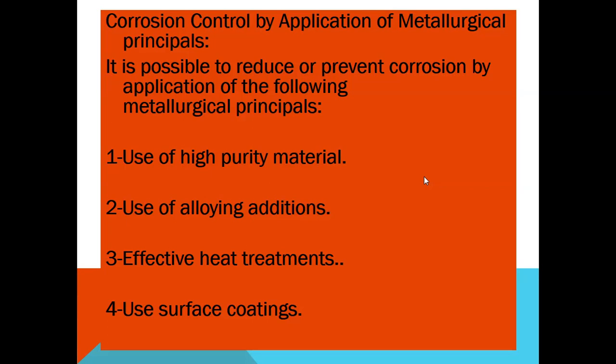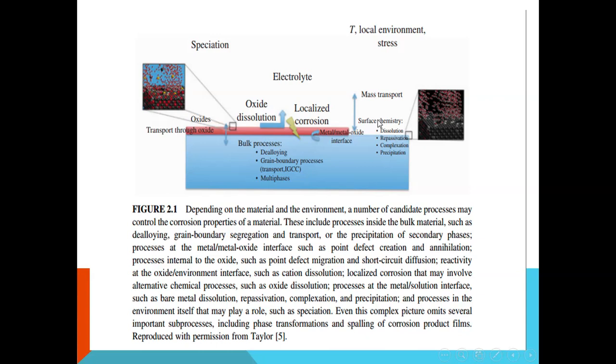Corrosion control by application of metallurgical principles. Number 1: use of high purity material, use of alloying additions, effective heat treatments, and use of surface coatings. The figure depends on the material and environment.